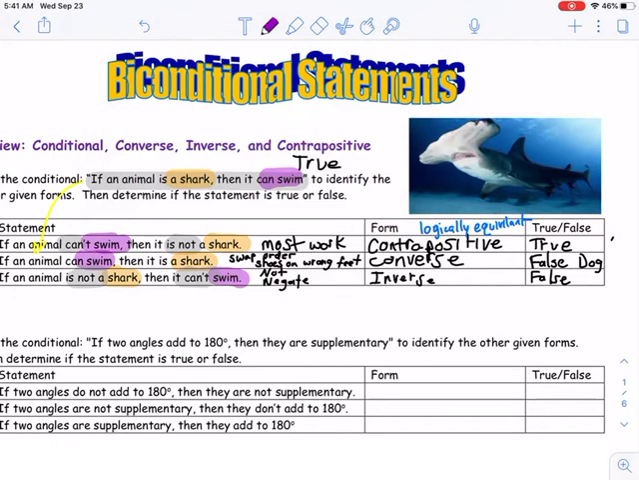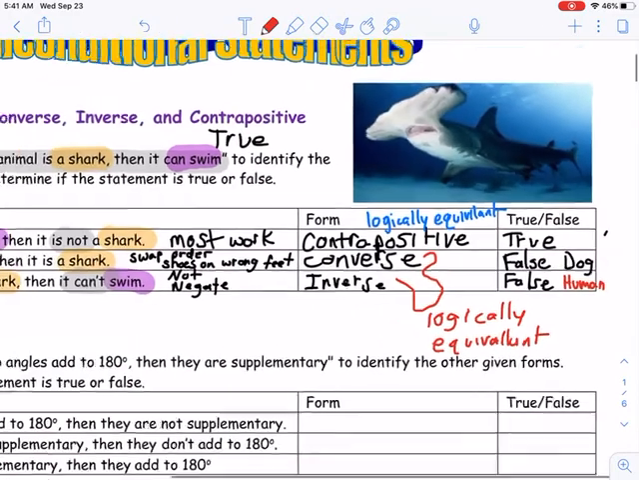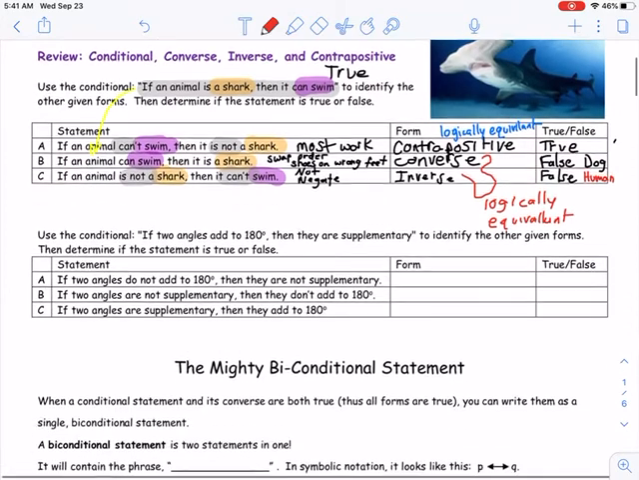Alright, let me pick a different color. These are always, that's a weird squiggly bracket, but these are logically equivalent as well. And if an animal is not a shark, then it can't swim. You know what another animal is? A student didn't believe me one year, but a human is an animal, and humans can swim. Woo! Alright.